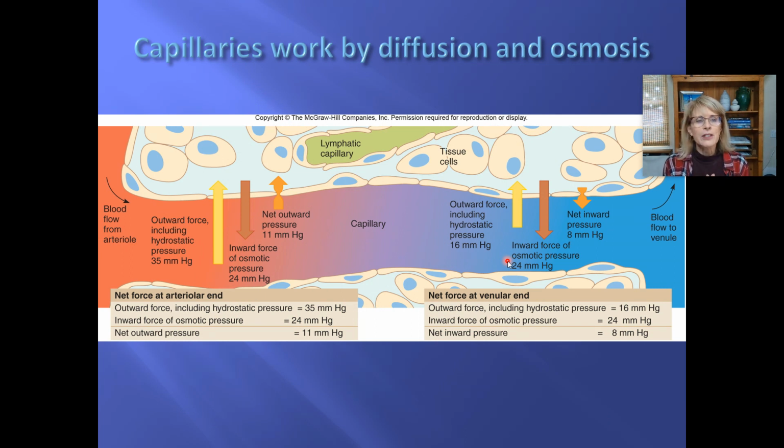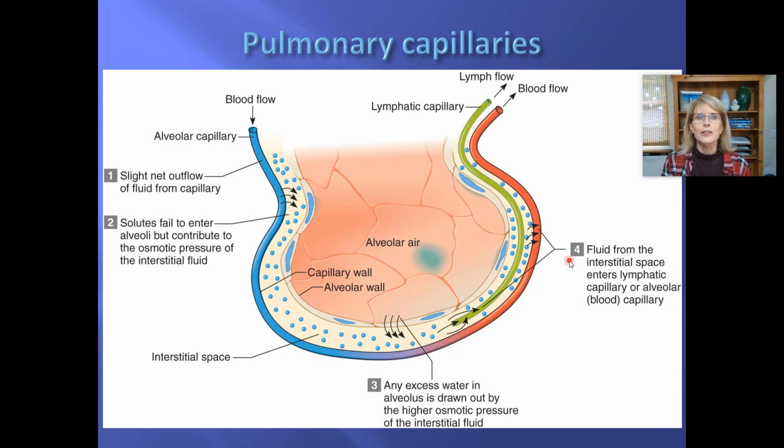Let me summarize it by saying water and small molecules that are dissolved in the water, like glucose, amino acids, insulin, they're going to leave at the beginning of a capillary bed because, you might want to write this down, hydrostatic pressure is greater than osmotic pressure. Whereas they're going to jump back in at the end of the capillary because hydrostatic pressure is much lower than osmotic pressure. Elegant, and another reason why you needed to know osmosis.